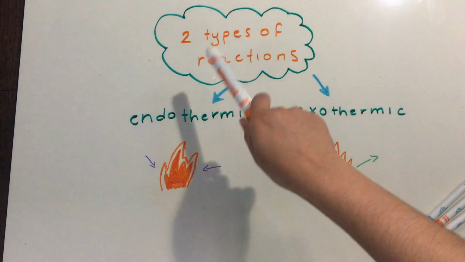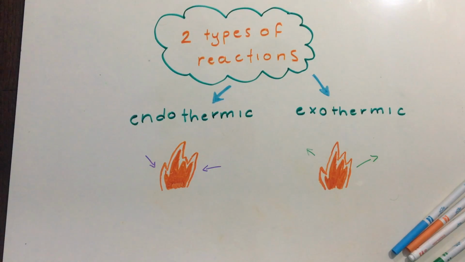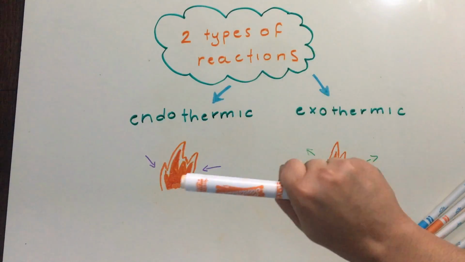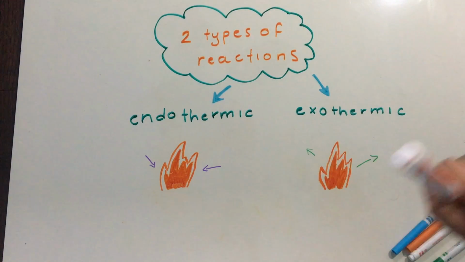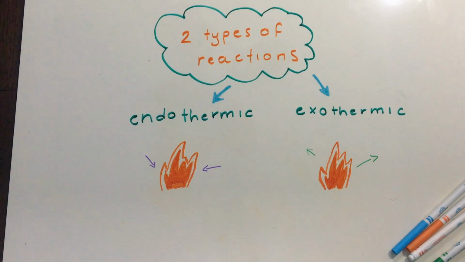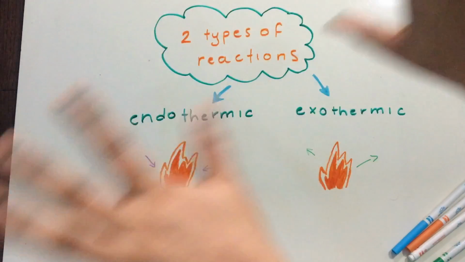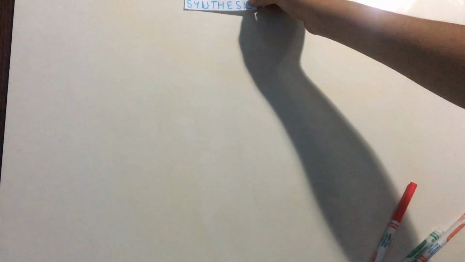To begin, let's discuss the two types of reactions, endothermic and exothermic. In an endothermic reaction, heat is absorbed, while in an exothermic reaction, heat is released. The simple rule is when chemical bonds are formed, heat is released, and when chemical bonds break, heat is absorbed.